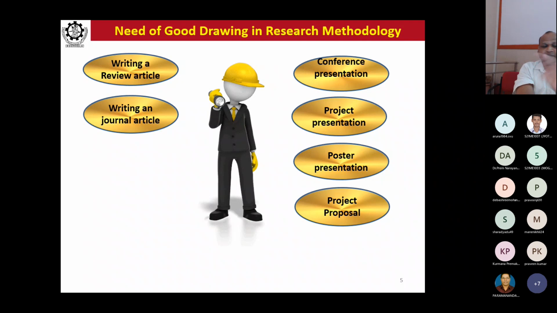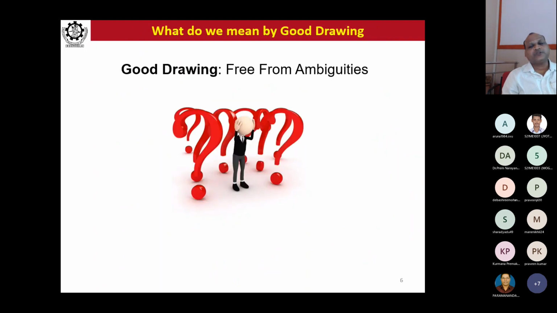I mean, these are part of the research methodology where good drawing is essential. Now the question comes, what do you mean by good drawing? As I said, a clean statement is free from ambiguities and free from any sort of confusion. The reviewer, or any other reader who is trying to understand what is in your mind, should not have confusions. A very clean message should go to him. That is the reason we are interested in this session, on how to draw good drawings.